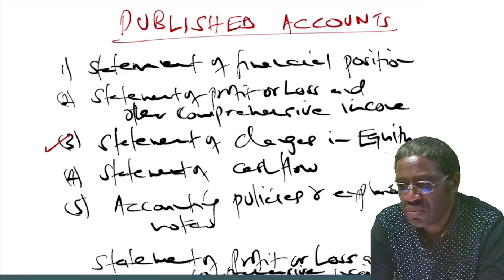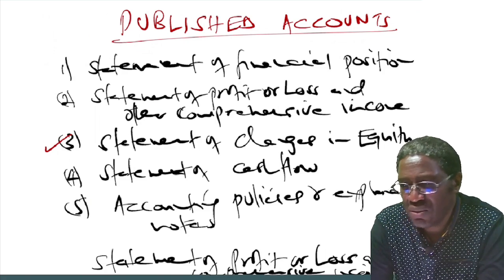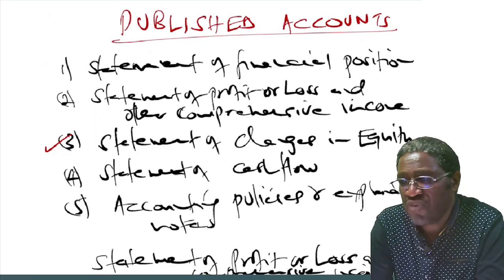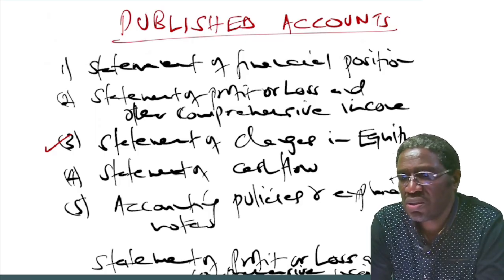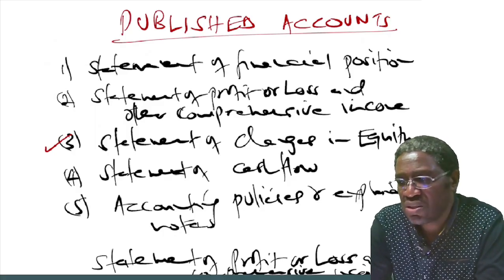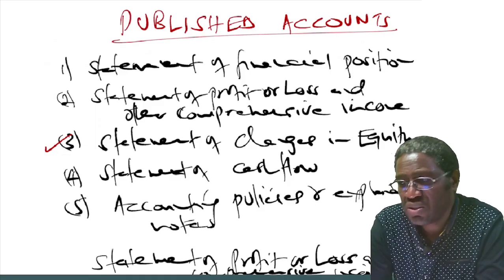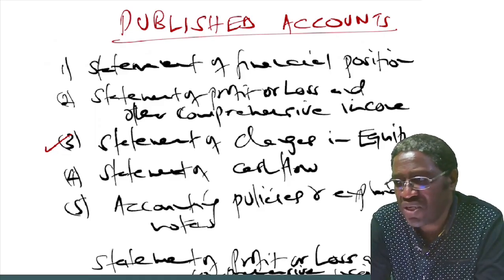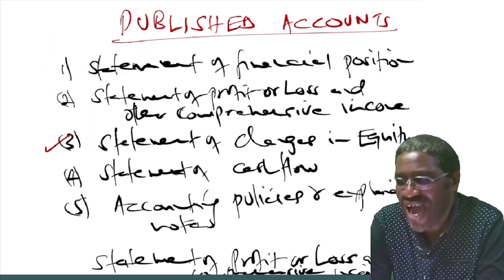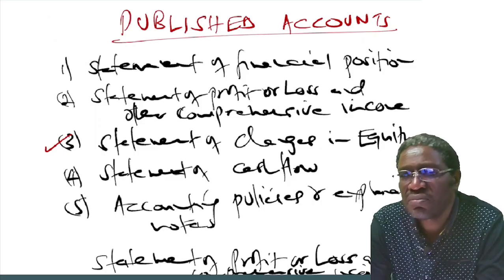Number one. Statement of financial position. Number two. Statement of profit or loss and other comprehensive income.